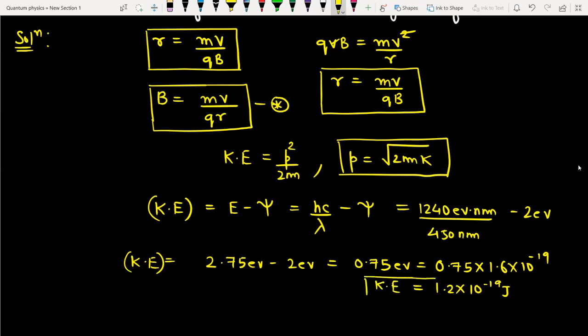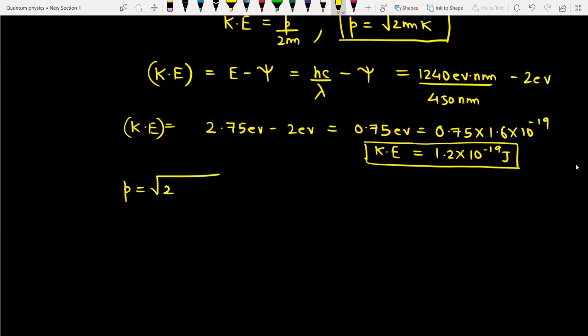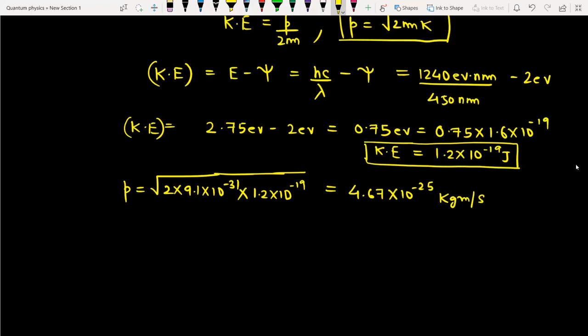And now, as I just discussed, once we know the kinetic energy, we can easily get the value of linear momentum by putting the kinetic energy in this expression. So this linear momentum p is the square root of 2 times the mass, which is 9.1 into 10 raised to the power minus 31, times the kinetic energy, which is 1.2 into 10 raised to the power minus 19, and you get the linear momentum as 4.67 into 10 raised to the power minus 25 kg meter per second. That's why we converted the kinetic energy into joules, because we want everything in standard units. We want momentum in kg meter per second.